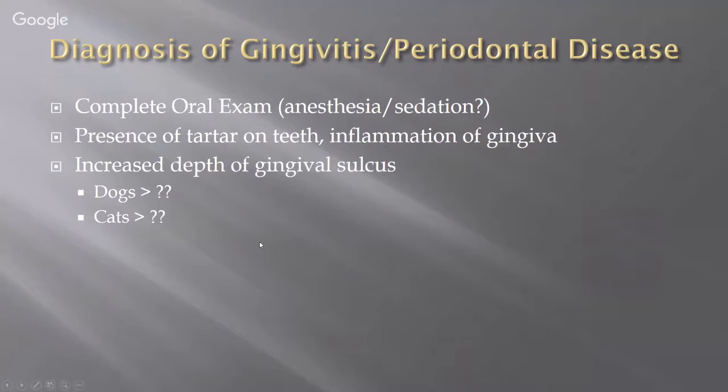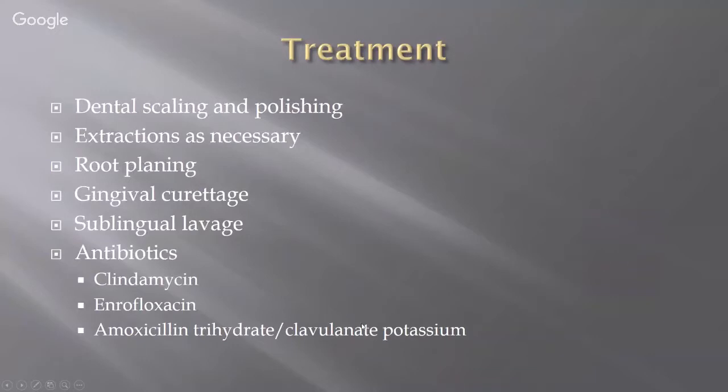What is the depth that is normal for a dog? Do you remember? 1 to 3 millimeters. For a cat, 0 to 1 millimeters. I hope you answered that as quickly as I hoped you did.